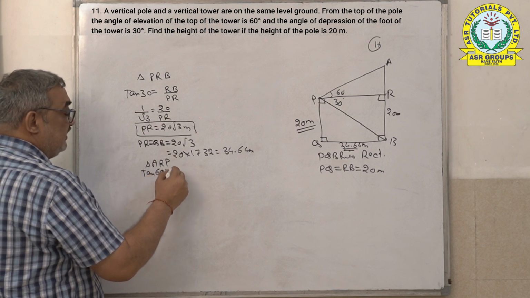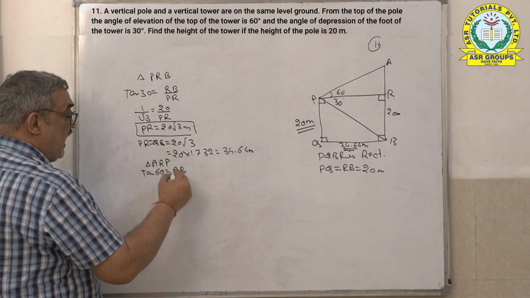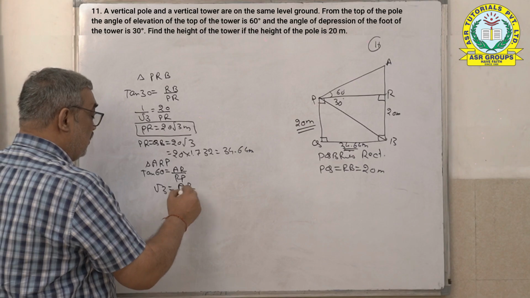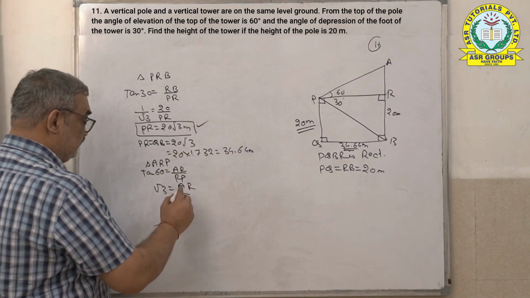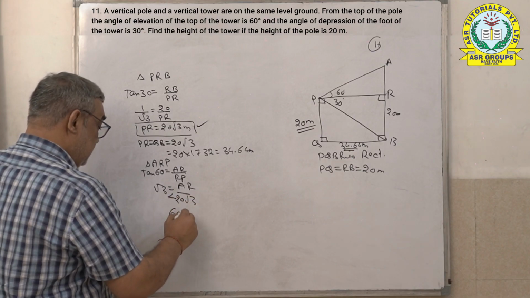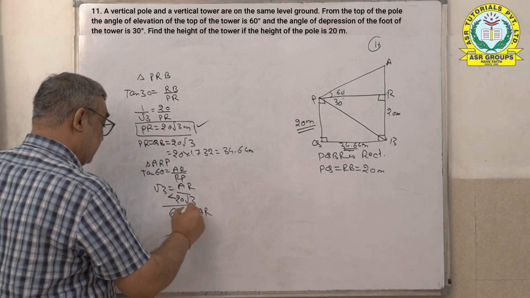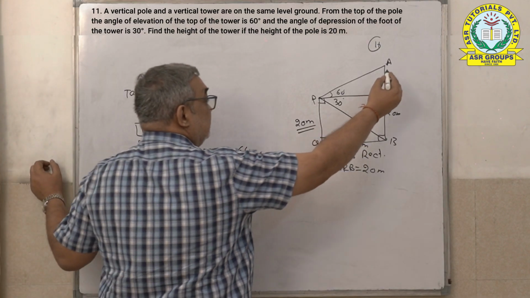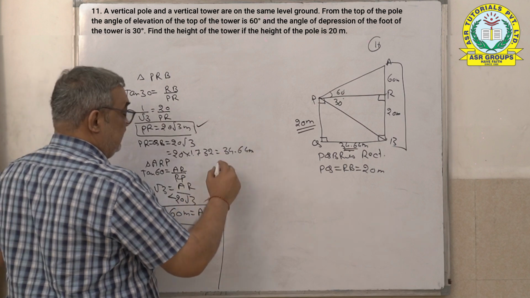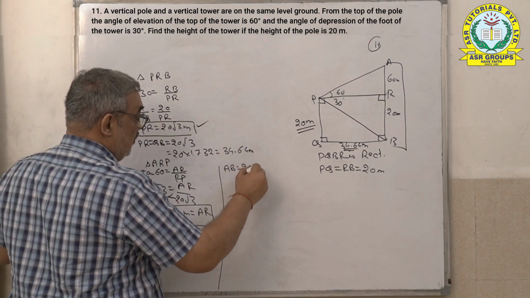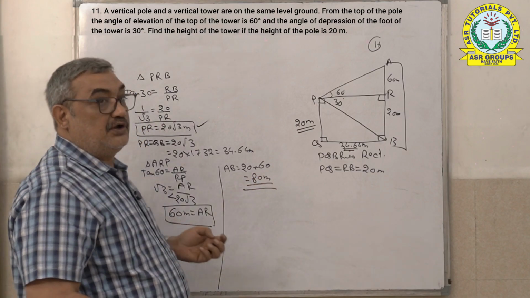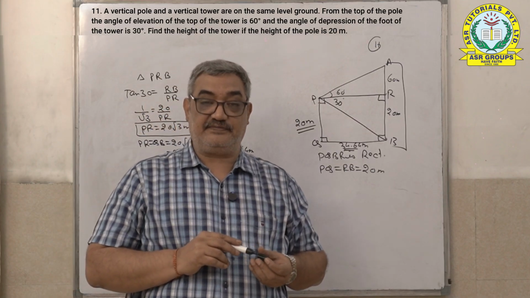Tan 60 is AR upon RP. Root 3 is AR upon RP, I don't know RP, I found out 20 root 3. Do cross multiplication, so AR is 60 meter. So what is the height of the tower? AB is 20 plus 60, that is 80 meter. Got it? Thanks.